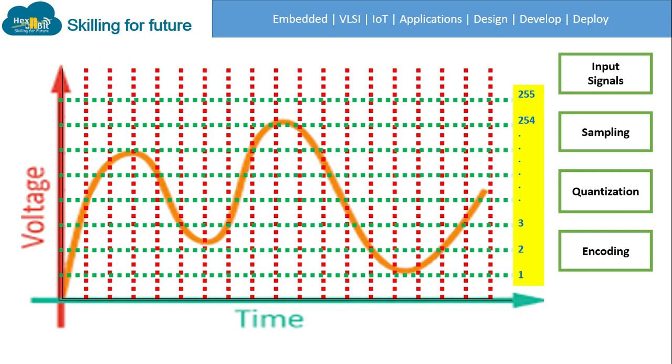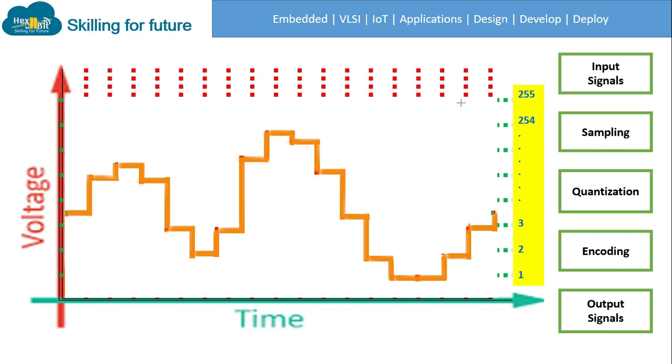That means 1 will be equivalent to 0 1, next 2 means 1 0, 3 is 1 1, and so on. And finally we get the digital output signal depending upon the quantization and encoding. I hope you understood the working of ADC, how an ADC works and how an input signal, which is analog in nature, is converted into digital.